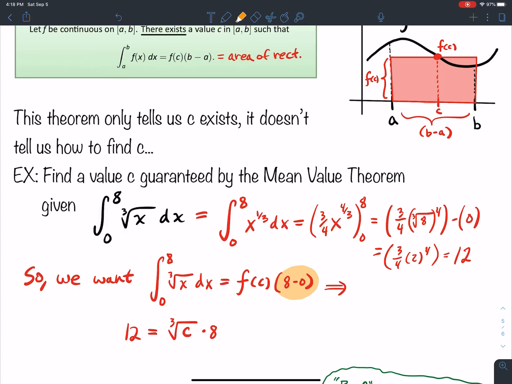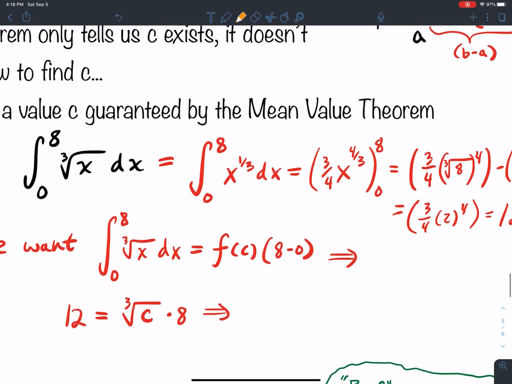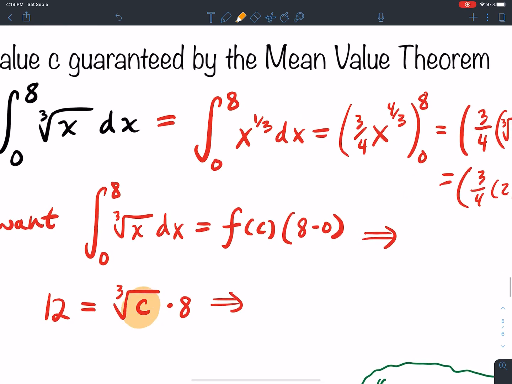Multiplied by 8. So now all it amounts to doing is figuring out what c is. I'm going to divide both sides by 8. So 12 divided by 8 is going to reduce to 3/2.